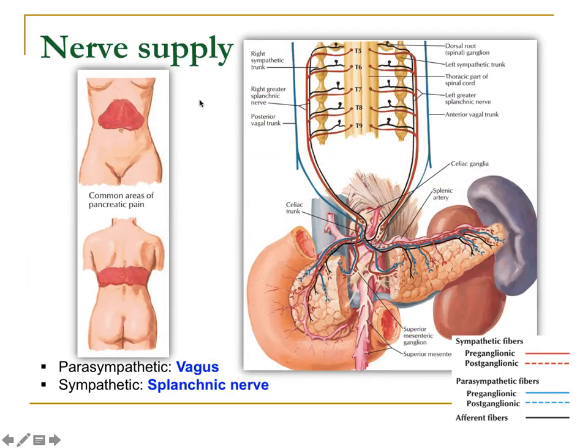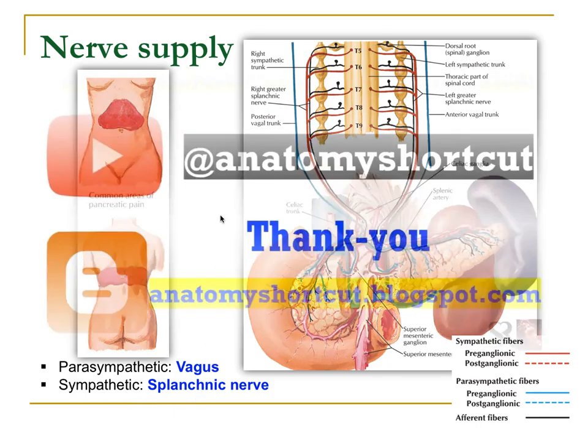Now for the nerve supply. Generally, the parasympathetic supply is from the vagus, and the sympathetic supply is from the splenic nerve.